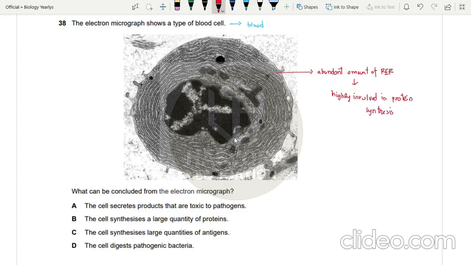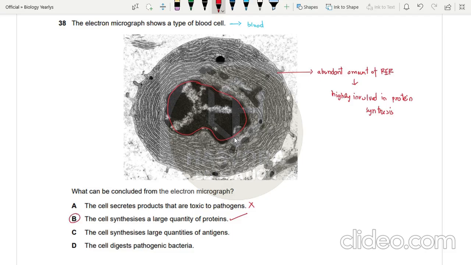While you can also see that the nucleus has a lobed structure, like that of the phagocytes. Now they are asking what can be concluded from the electron micrograph. The first one says the cells secrete products that are toxic to pathogens. No, this is incorrect. The cell synthesizes a large quantity of proteins. Yes, this is what we actually said. So B can be answered.